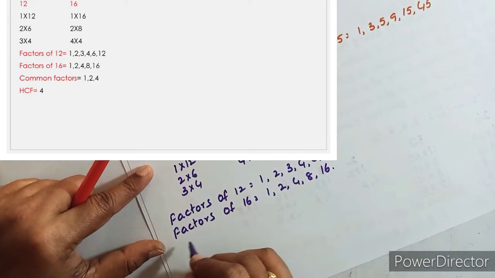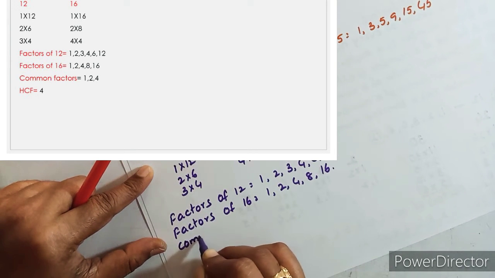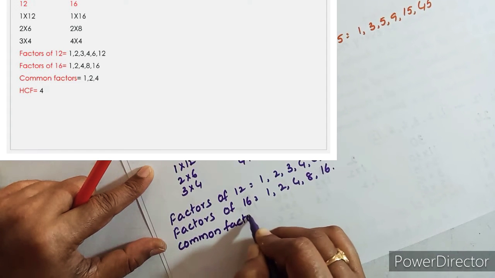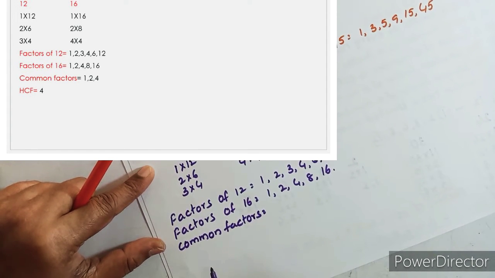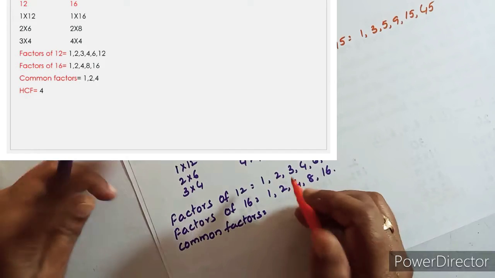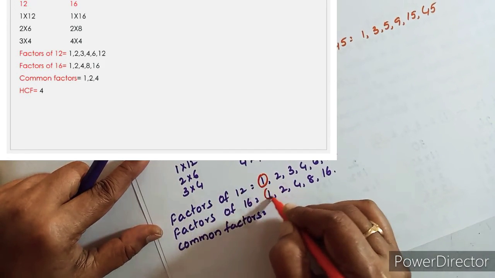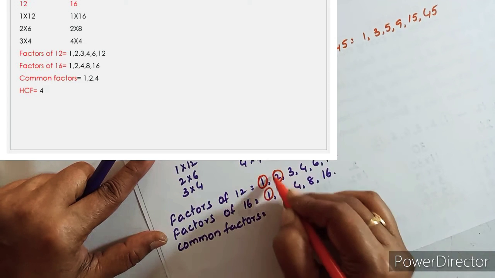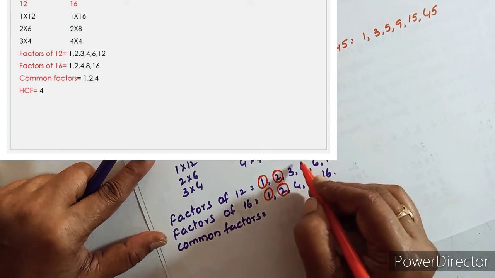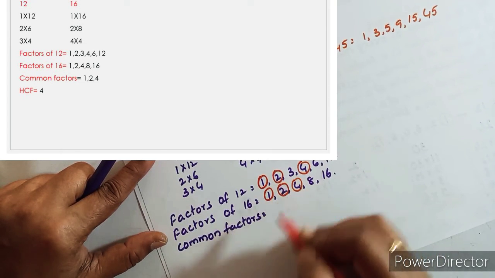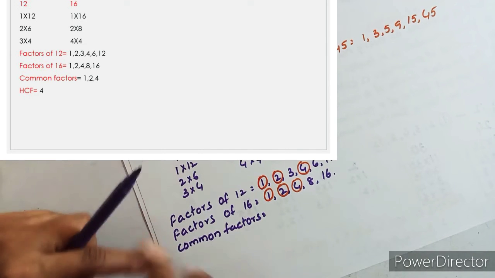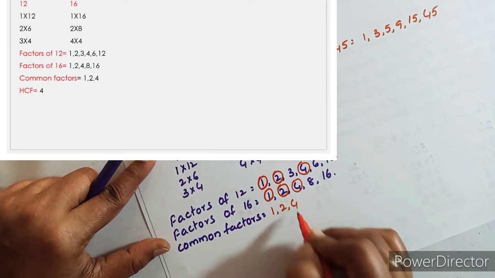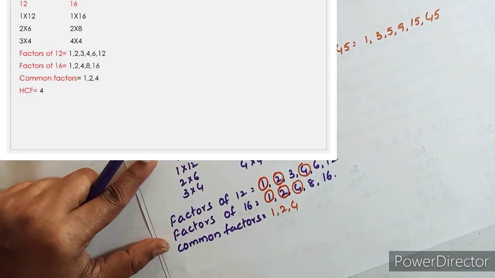Now it's time to find the common factors. How will you find the common factors? As I said, common means same. Which are same in these two? 1, 1. Because obviously 1 is the factor of every number. 2, 2. 4 and 4. Anything else? No. So write the common factors 1, 2, 4. These are called the common factors.